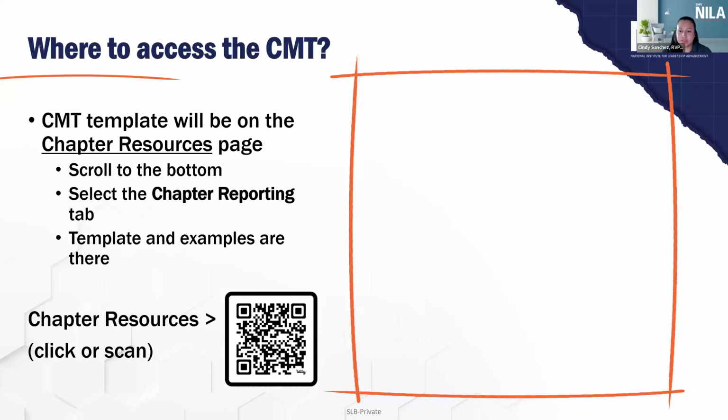Where can you access the CMT? So this is great and all, but where can I find it? Well, the CMT is available on the chapter resources page. You'll have access to these slides. On the slide, you'll be able to click on this chapter resources and go straight to the link, or you can scan the QR code down here. Click or scan, and it'll take you to the chapter resources page.